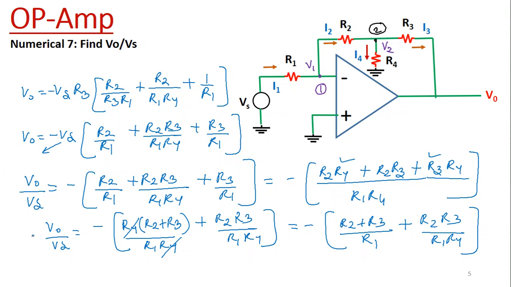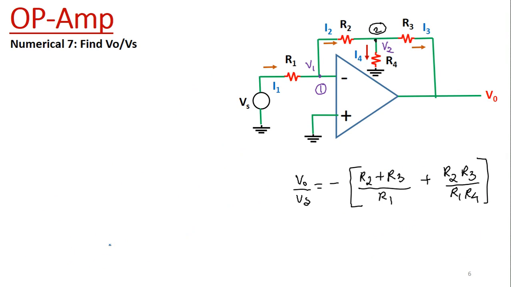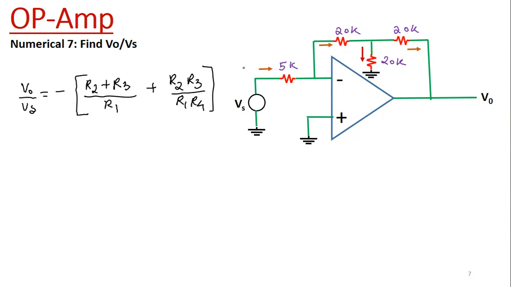So this equation is the feedback gain AVF, which we have to find out. Now this is the equation which we got: V0 by Vs equal to minus of R2 plus R3 divided by R1 plus R2 R3 divided by R1 R4. Now we are going to solve a numerical based on this equation. Here this is R1, this is R2, this is R3 and this is R4.